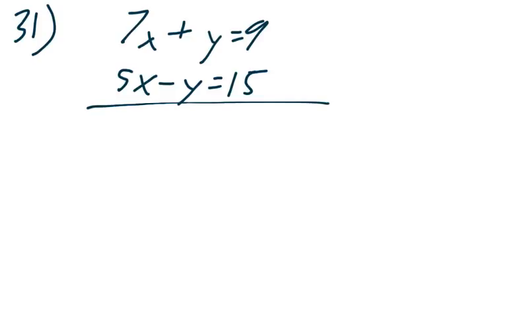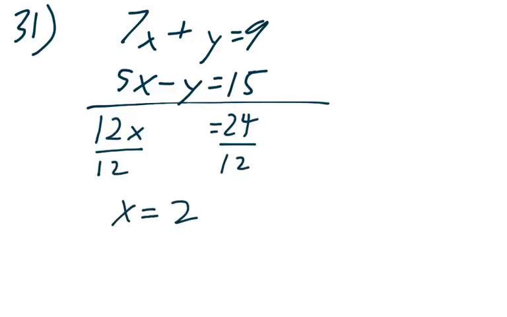Alright, so the last part of the video, I'm going to do this one by elimination because the y's cancel each other, and we're left with 12x is equal to 24 divided by 12, x equals 2.